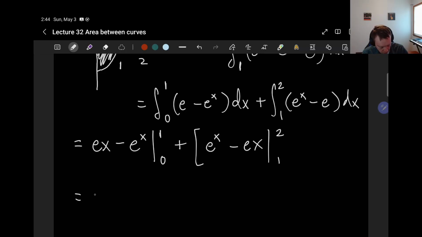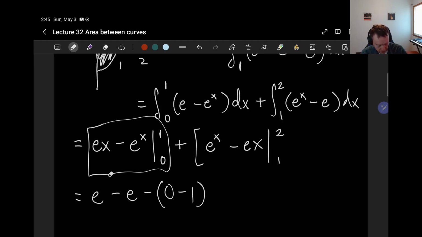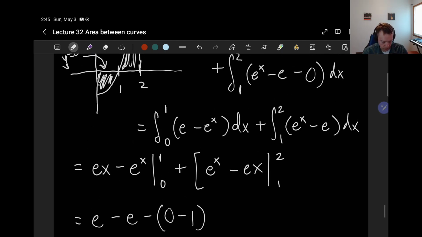So plugging in 1, we get e minus e, then minus plugging in 0, get e times 0. Well, be careful here. e to the 0 is not 0, it's 1. So that was just this first part here, the area of that lower portion.